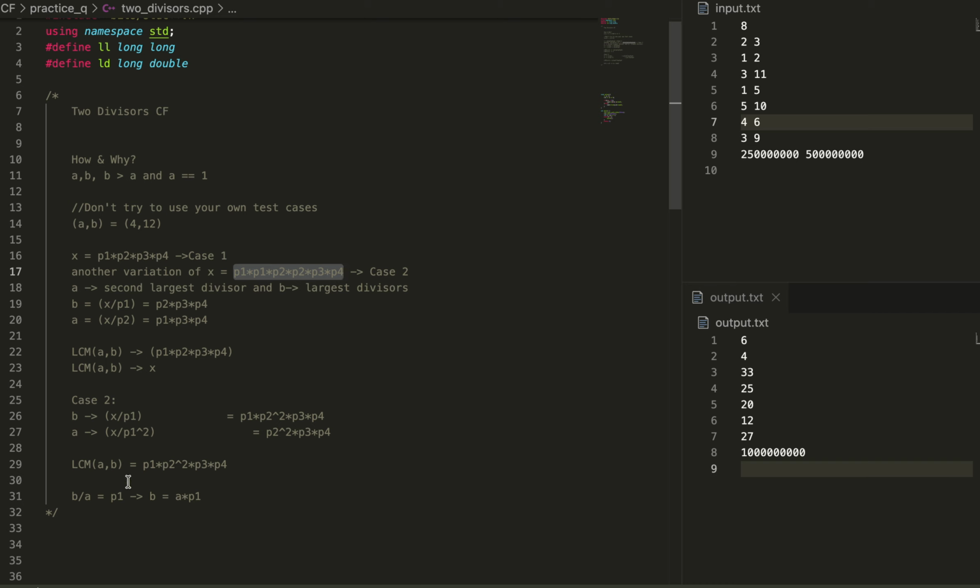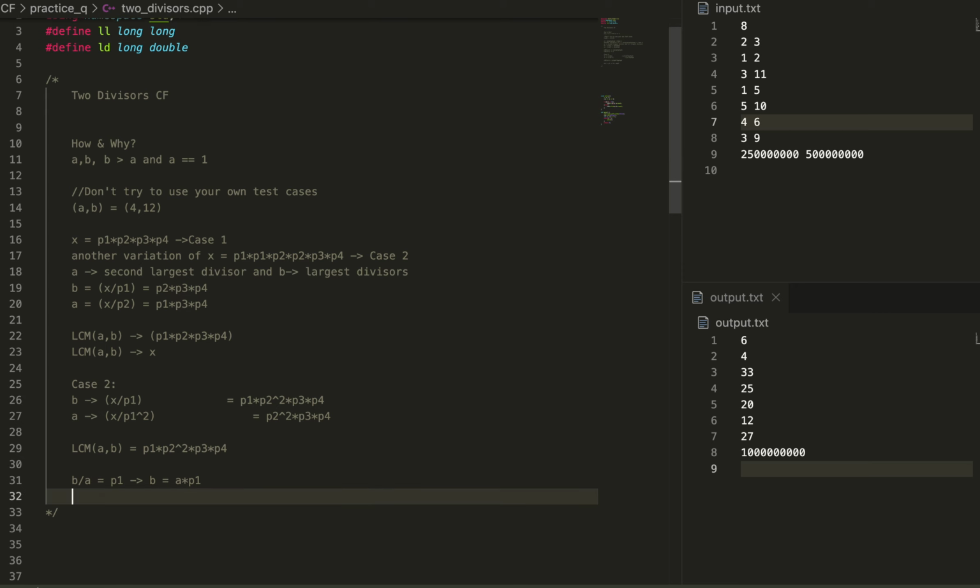Well, we know that b by a is p1. We can replace p1 by b by a in this equation. If you replace that, what are you going to get? b is equal to x divided by p1, that is b by a. x divided by b by a, that's x times a by b. That's b square by a is equal to x. So we figured out x is equal to b square divided by a. And exactly this is the answer for our case 2.